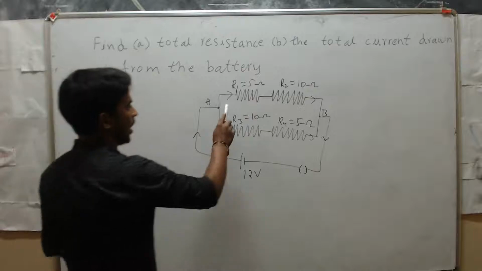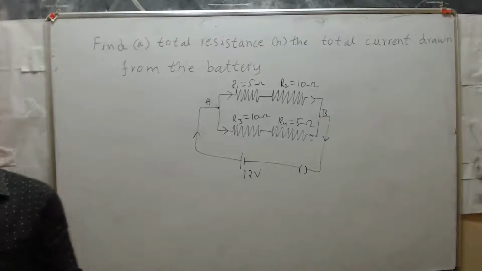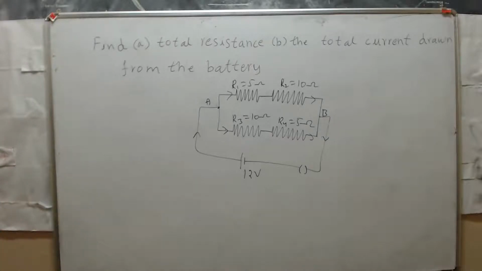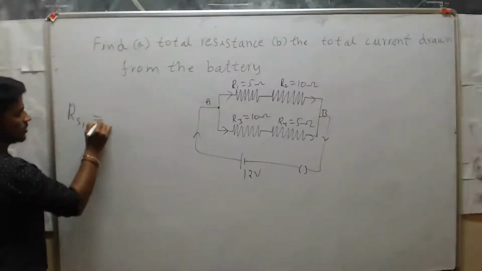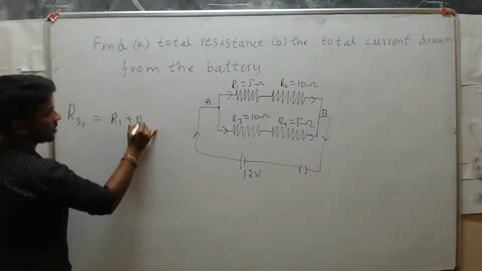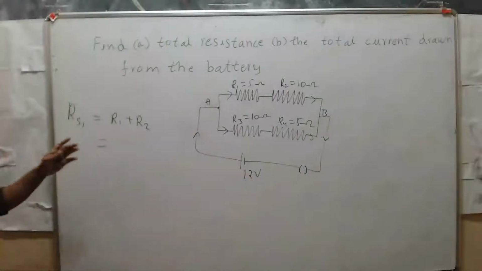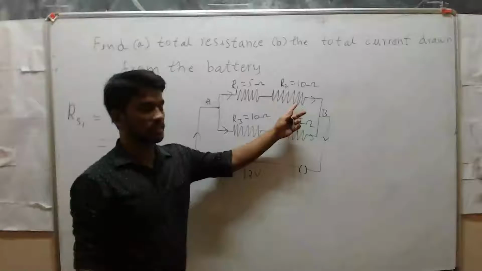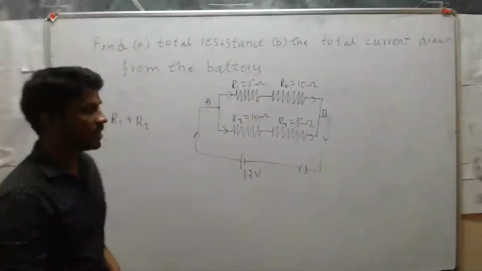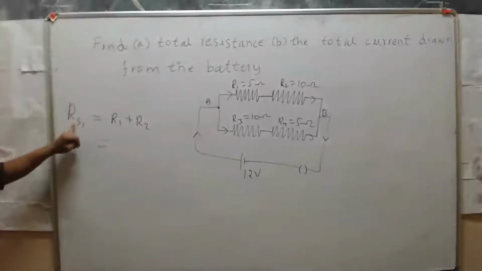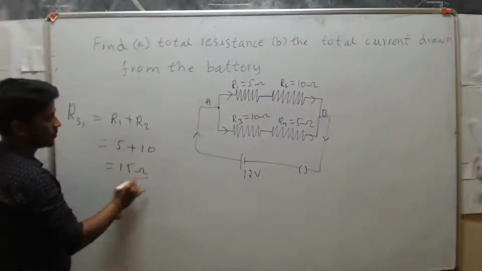Take this one as RS1, RS2 or R1. You can take any name, but don't take the same. First one, RS1 is equal to R1 plus R2. We are just giving the name, that's it. Don't get confused about why it is RS1, because these two are in series, these two are in series. If you take RS here, then RS here also, so we should give a different name. So 5 plus 10, that is 15 ohm.